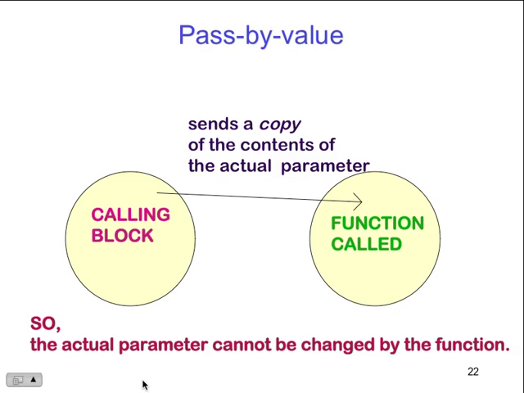Alright, so the actual parameter cannot be changed by the function if only a copy of it is sent. This is like saying, hey, I got a birth certificate. Sure, let me give you a photocopy of it. Here's the photocopy. Do whatever you want with the photocopy.